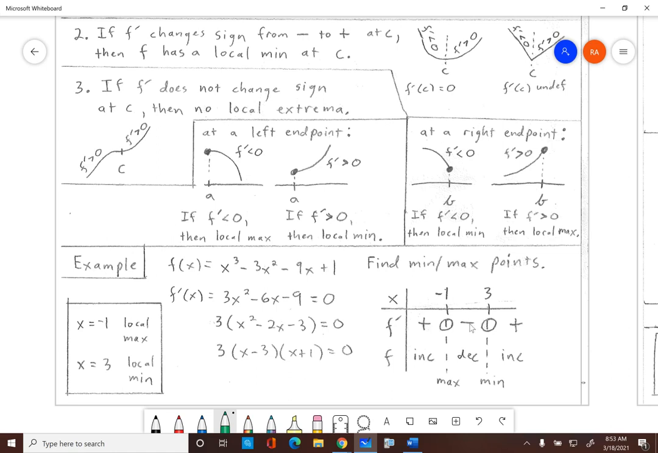A number between -1 and 3 like 0, if I plug it in, it'd be positive times a negative times a positive, which would give you a negative. And a number to the right of 3 like 100, positive, positive, positive, the result's a positive. So that means the original function was decreasing and then increasing and then decreasing. I just flipped that up. My bad. Sorry, derivative was increasing, then decreasing, and then increasing, which makes -1 a local max and x equals 3 a local min.